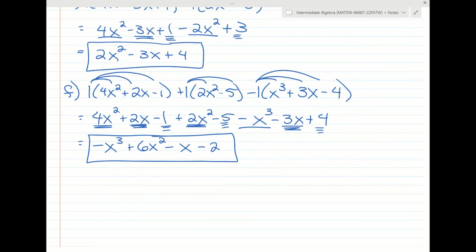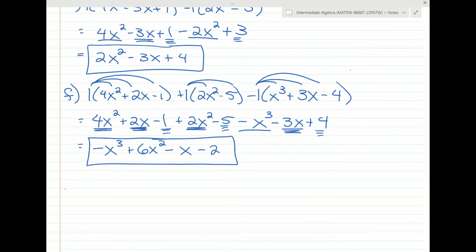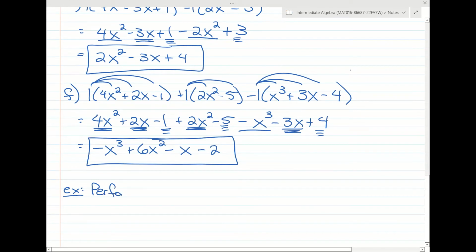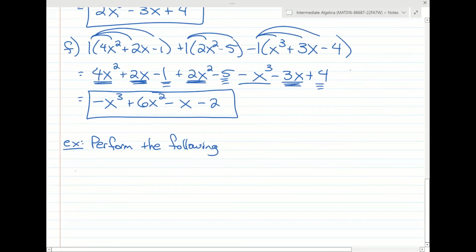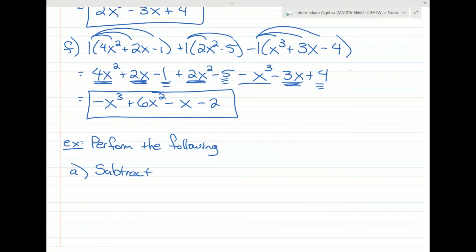Right, a couple more things left in this section. I'll just ask you to perform the following. If I asked you to subtract 2x plus 3 from 3x squared plus 2x minus 4.